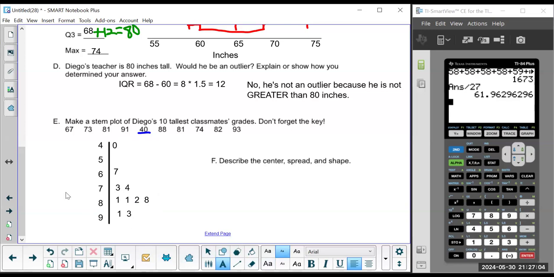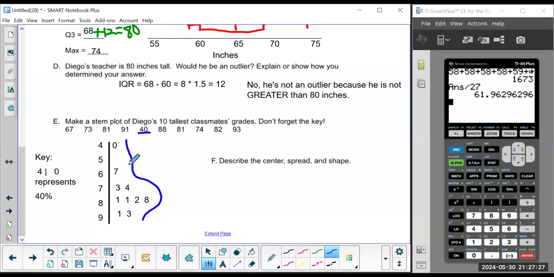Don't forget a key. So key. So 4, and then the line, 0 represents 40%. So this is their grades. All right, and then the last part, describe the center, spread, and shape. So this one is skewed left because if you turn your paper sideways, this is how you would draw it. And your tail would be on your left-hand side, so it's skewed left.